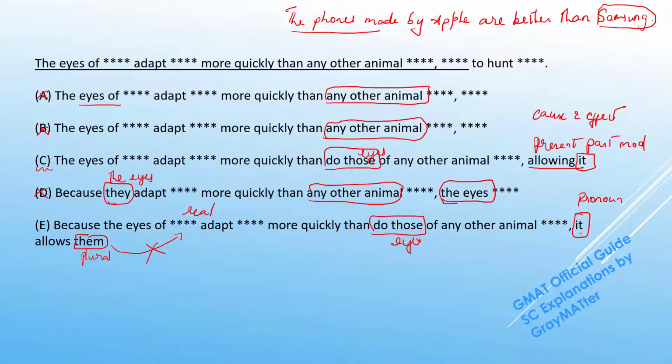And even this pronoun, you see, this is a situation in which GMAT is actually using the pronoun to refer back to the entire clause. What is that it? The eyes of the seal adapting more quickly to the conditions. So that is what allows them to hunt effectively. But GMAT hates this idea of a pronoun referring to an entire clause construction because a pronoun can only take the place of a noun. So that is another reason why we can get rid of E. We are left with the right answer choice, C for Charlie.